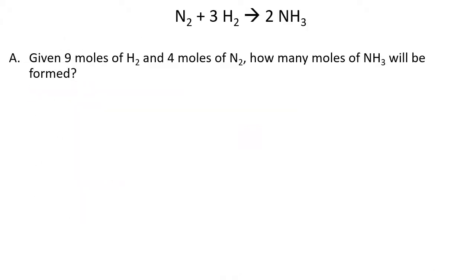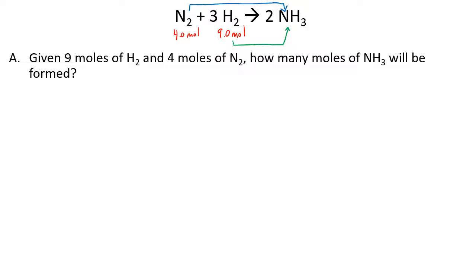Given 9 moles of hydrogen, so we're going to put our 9 moles of hydrogen below it, and 4 moles of nitrogen, so we'll put our 4 moles of nitrogen below nitrogen, we want to know how many moles of NH3 can be formed. In order to answer this, we're going to have to figure out how much ammonia can be formed if all of our hydrogen reacts by starting with our 9 moles of hydrogen, and we're going to have to figure out how much ammonia can be formed if all of our nitrogen reacts by starting with our 4 moles of nitrogen.